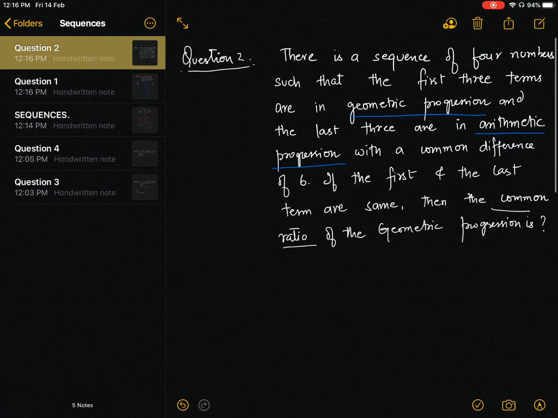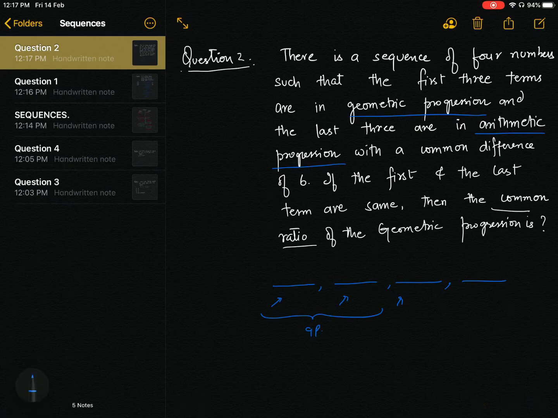Alright, so first important thing to notice is we have got 4 terms. In order to solve it, I can just make 4 dashes so that I can put in the values. And then they are saying that first 3 are in GP, so these 3 are in GP, and the last 3, which I'll mark in a different color, are in AP, arithmetic progression, with a common difference of 6. Now that's where we can start solving this question.